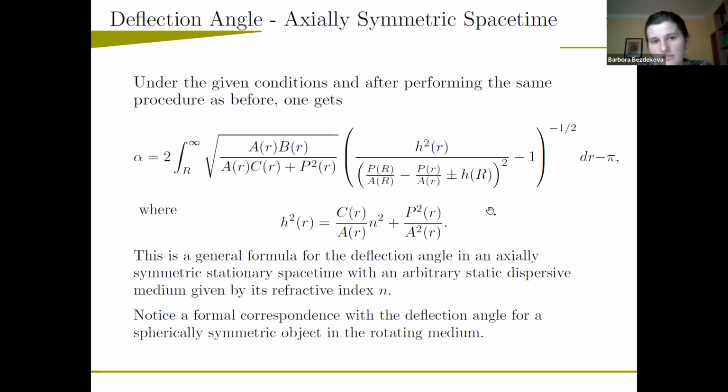It will be a difference between the medium or the light rays, whether it moves in the same sense as the object moves or in the opposite sense, and we can see that the difference here enters in terms of this change of sign. I would like to stress that this function h was actually defined for a completely general medium given by just its refractive index. So basically any medium can be entered here, which is good and more general.